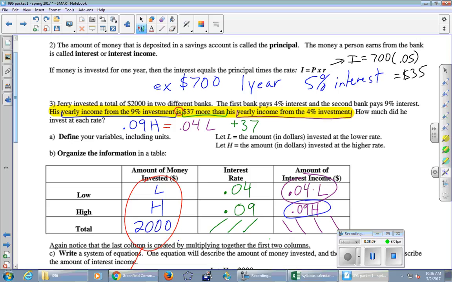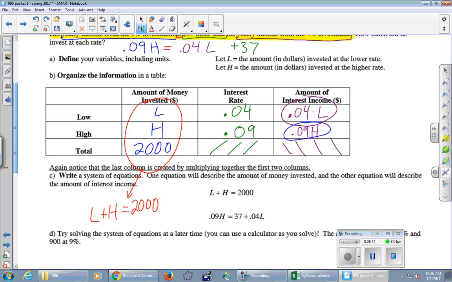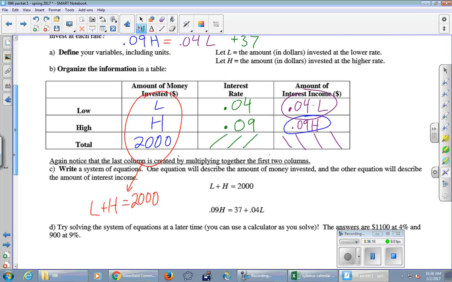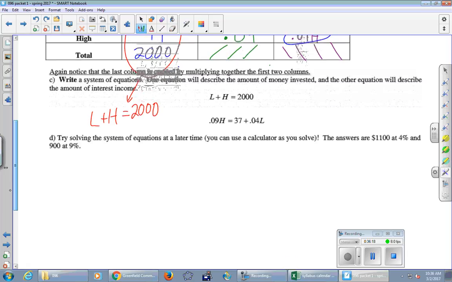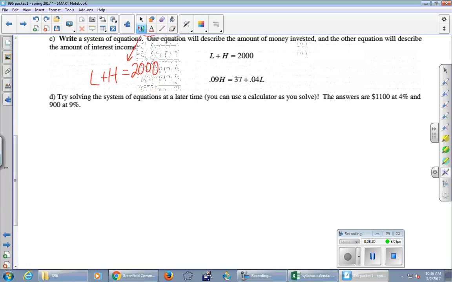Okay, so we've got our two equations. There's that one there. There's this one we wrote first here in red, L plus H equals 2000. Again, they're typed up here. You solve them in either of the two ways we talked about earlier today, substitution or elimination. I don't need to do that now, but if you want to try it later, turns out 1100 and 900 are the answers.